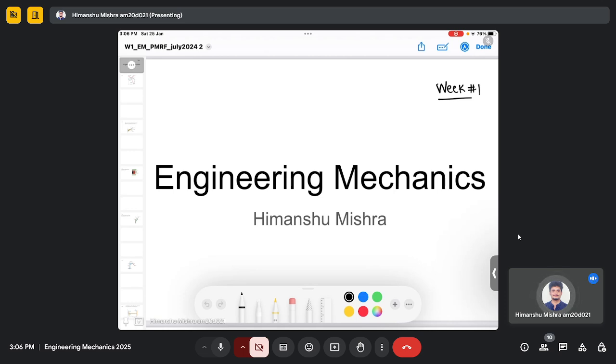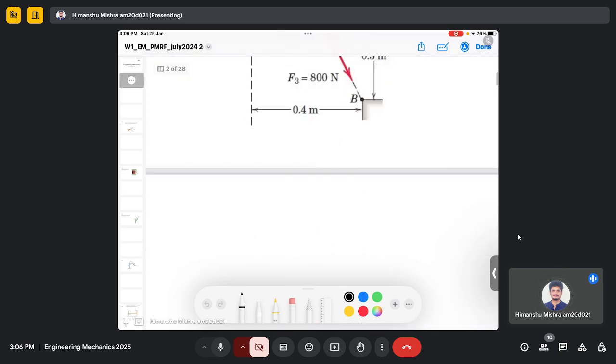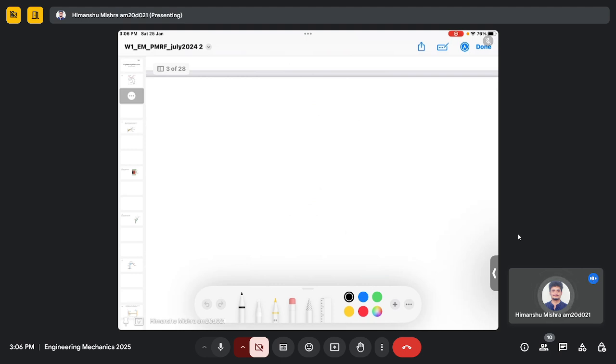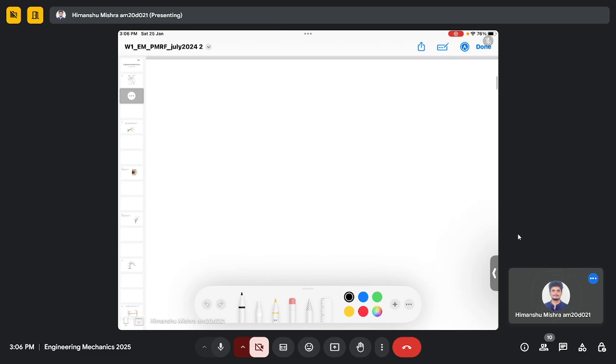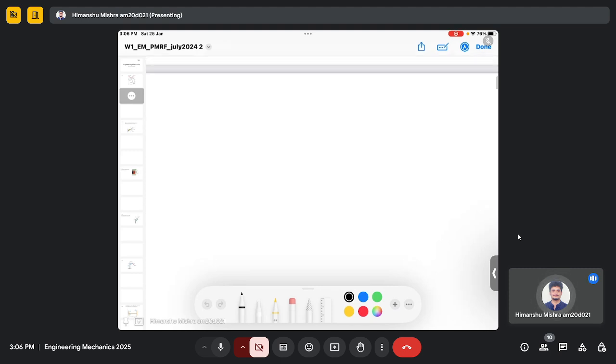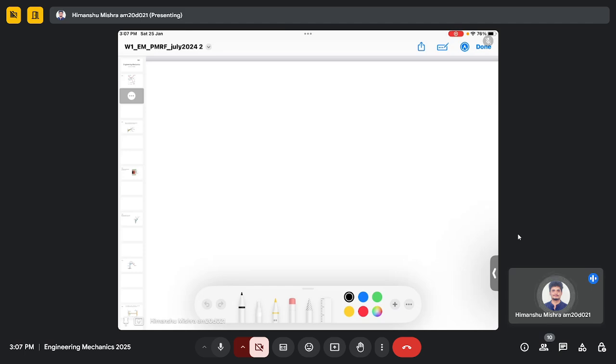But before discussing those problems, let's briefly revise whatever we have seen in the NPTEL videos. It's a very brief revision of the concepts, because we will be using these concepts in solving the problems. So we can begin with forces, or the types of forces. You can classify forces on the basis of several parameters.